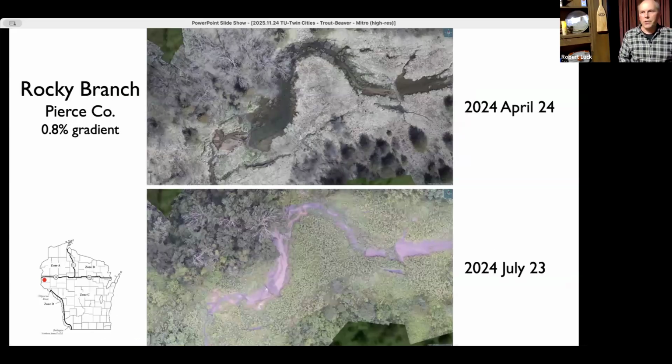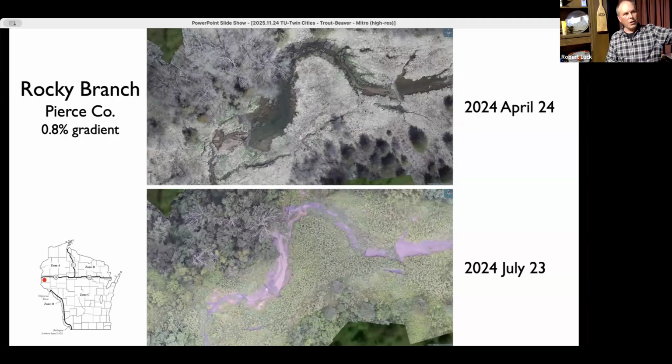I want to throw in a few pictures of Rocky Branch. This is one of the streams I work on that's perhaps closest to where we are today. This is a tributary to the Kinnickinnic River over in River Falls. And what's fascinating about this stream, it's a very sandy stream. And I don't know if that's perhaps the geology of the area, the urbanization of the watershed, or probably some combination of the two. But these are two aerial images taken on Rocky Branch, one in April 2024 and the other in July 2024. So in spring, there was a new beaver dam that was not there the previous fall.